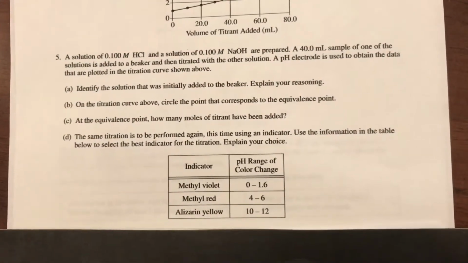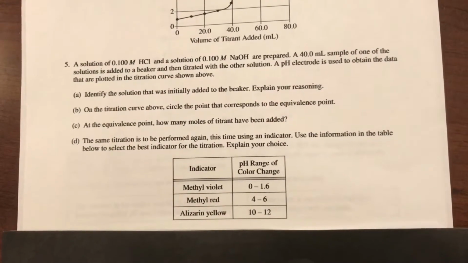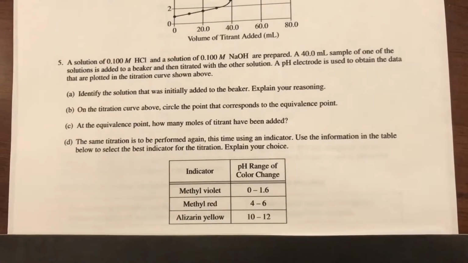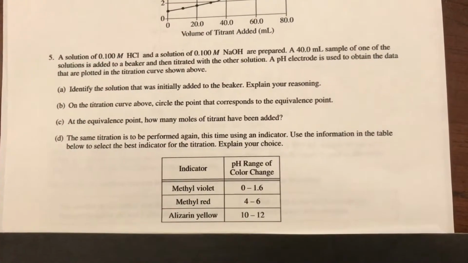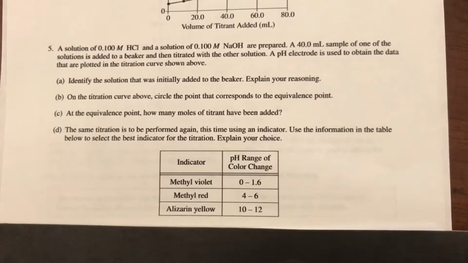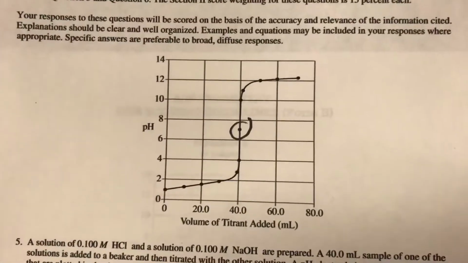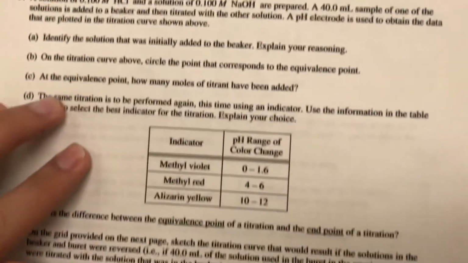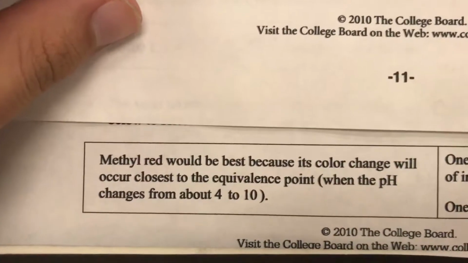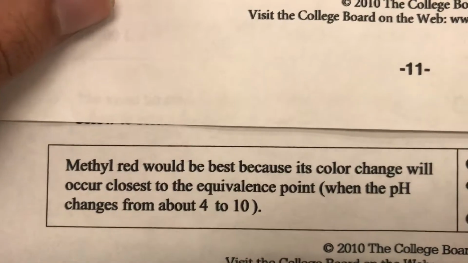D. The same titration is to be performed again, this time using an indicator. Use the information in the table below to select the best indicator for the titration. Explain your choice. So, the best indicator would be methyl red, as its pH range of 4 to 6 is close to the equivalence point, which is a pH of 7. As shown from this explanation, methyl red will be the best because its color change will occur closest to the equivalence point, when the pH changes from about 4 to 10.